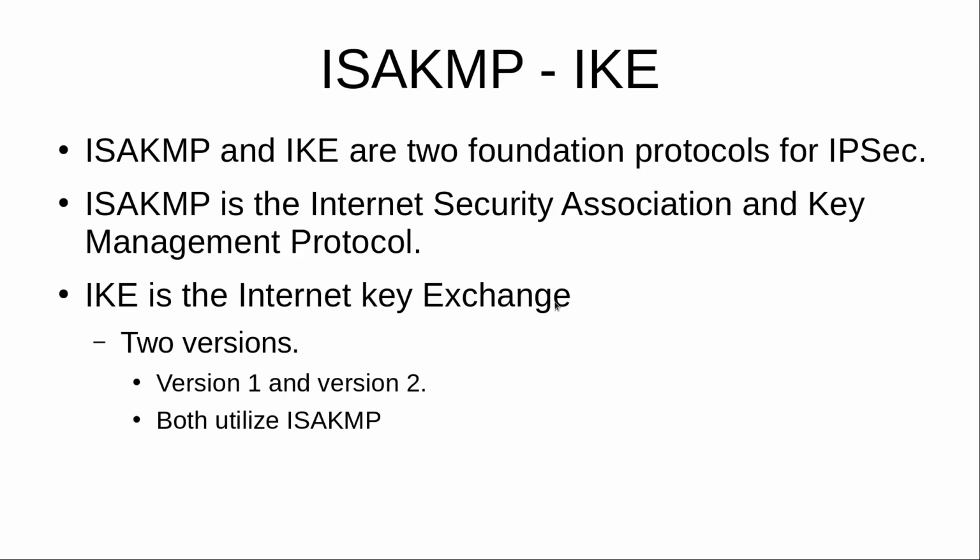ISAKMP defines something called a security association. And the security association defines how the two entities are going to encrypt and hash traffic. There are two versions of IKE: IKE version 1 and IKE version 2. They both utilize ISAKMP for security association and management of crypto sessions in their framework. The Internet Key Exchange uses ISAKMP rules to establish the association between the peers.